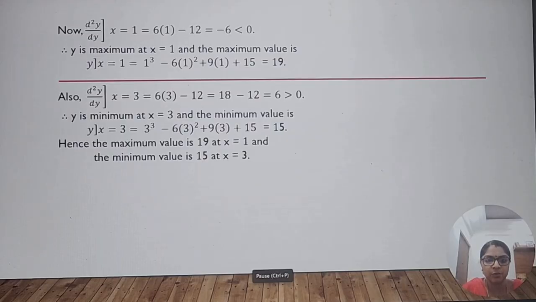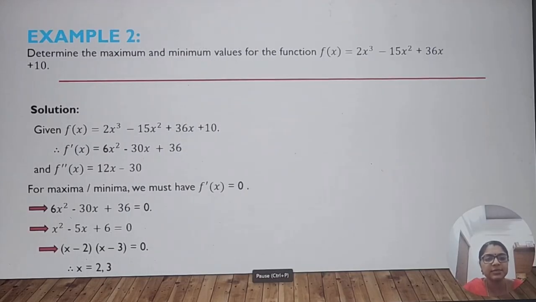Likewise, we can see one more problem related to this one, maxima and minima. Second example: determine the maximum and minimum values for the function f of x is equal to 2x cubed minus 15x square plus 13x plus 10. As usual, for the solution, we have to write the given. Here f of x is given, so f of x is equal to 2x cubed minus 15x square plus 13x plus 10.